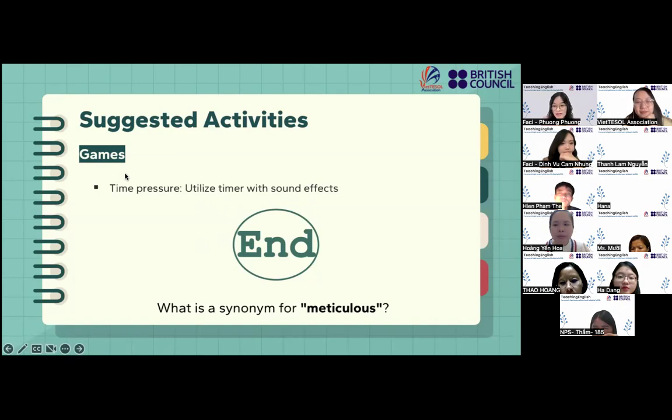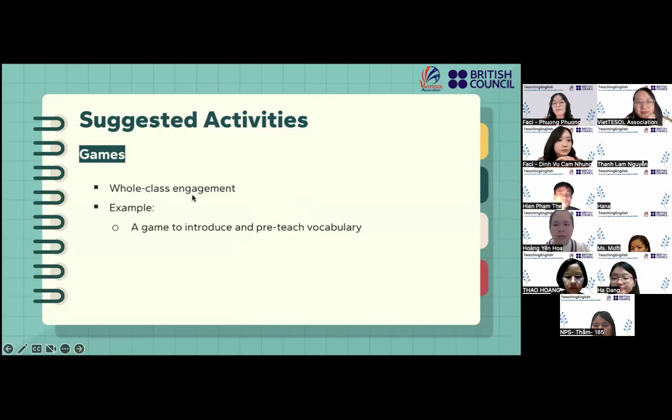Make sure you always set the time and have some form of time pressure for the student. The next thing is class engagement. Make sure that everyone in the class is engaged in the lesson. No one is left behind.